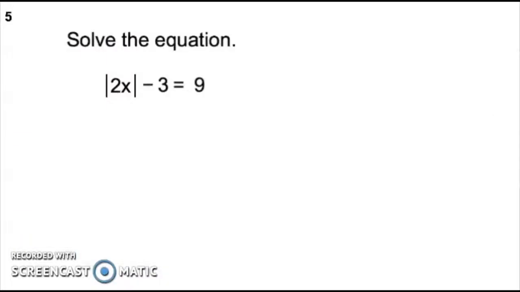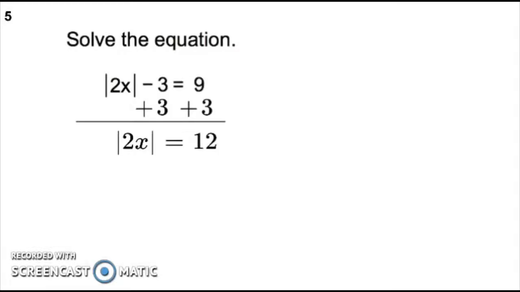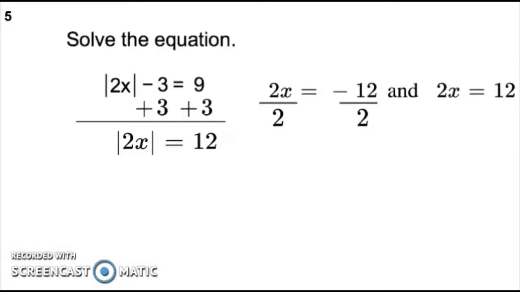Number 5, we're solving the equation. So we've got to get the absolute value term by itself first. So add 3 to both sides. You'll get the absolute value of 2x equals 12. Now the two numbers that have an absolute value of 12 are 12 and negative 12. So write two equations: 2x equals negative 12 and 2x equals 12. Now you simply solve both of them. Divide both of those by 2 in the first equation.